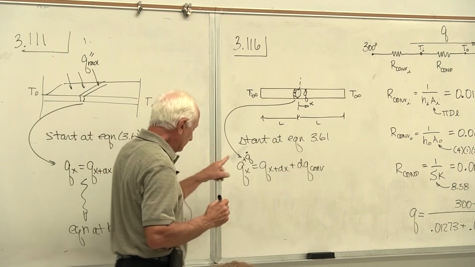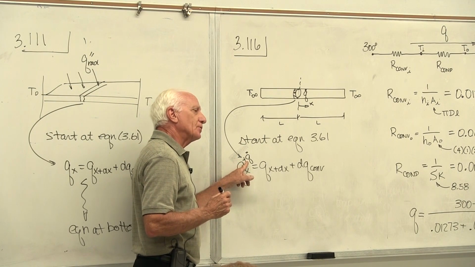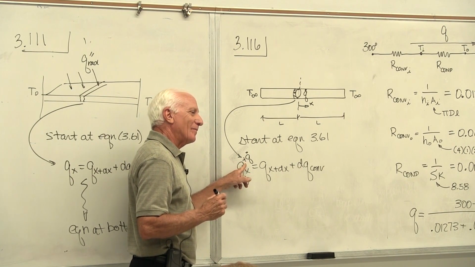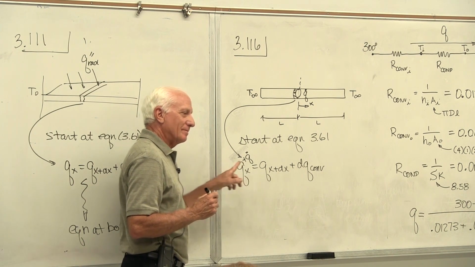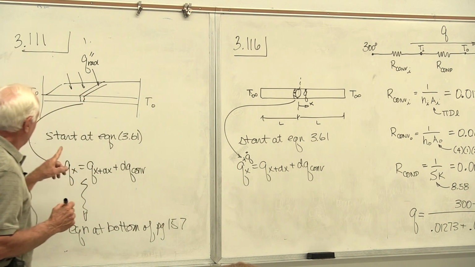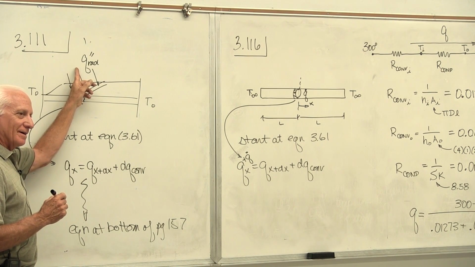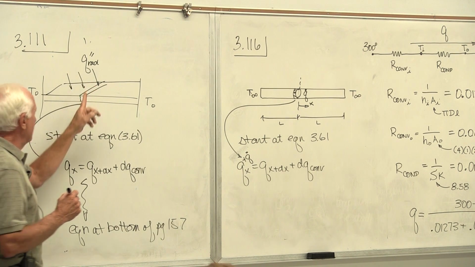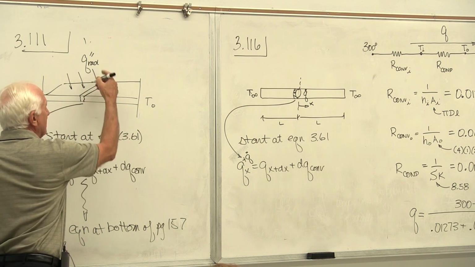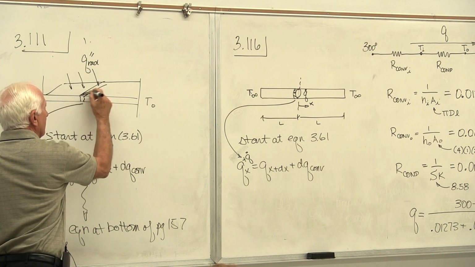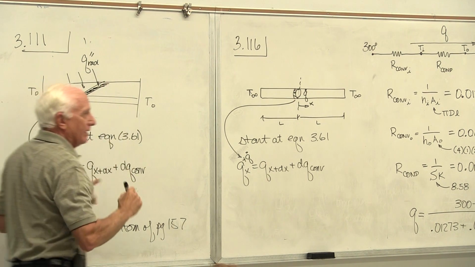But watch out. Don't forget, this is watts per cubic meter, so multiply it by the volume. This is watts per square meter, so multiply it by the right area. Where's the right area? Where does that radiation hit the solar collector? Right there. That's the area.